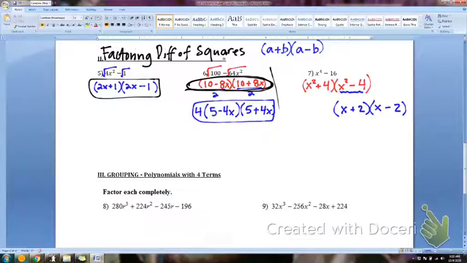So I have x plus 2, x minus 2, and I can't do anything with this x squared plus 4 because it's a sum of squares, and the sum of squares doesn't factor evenly and nicely like this. This is going to have imaginary roots, which we've talked about before. So we're just going to leave this one as x squared plus 4.